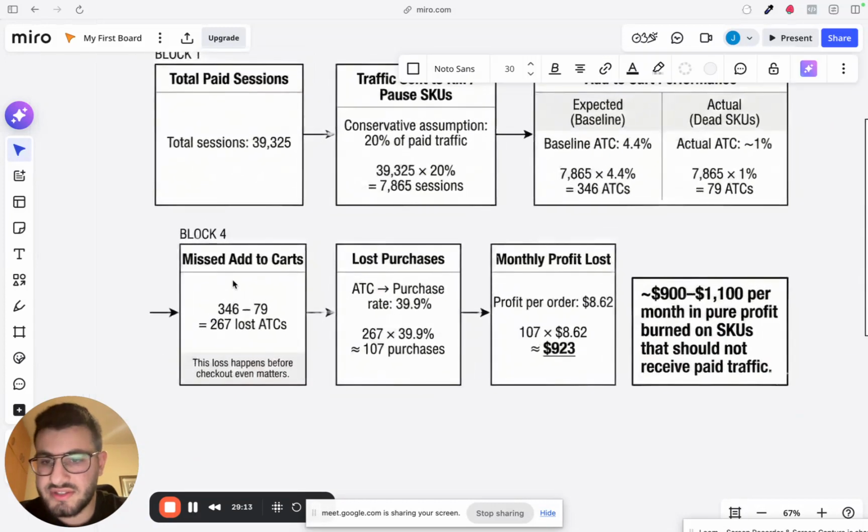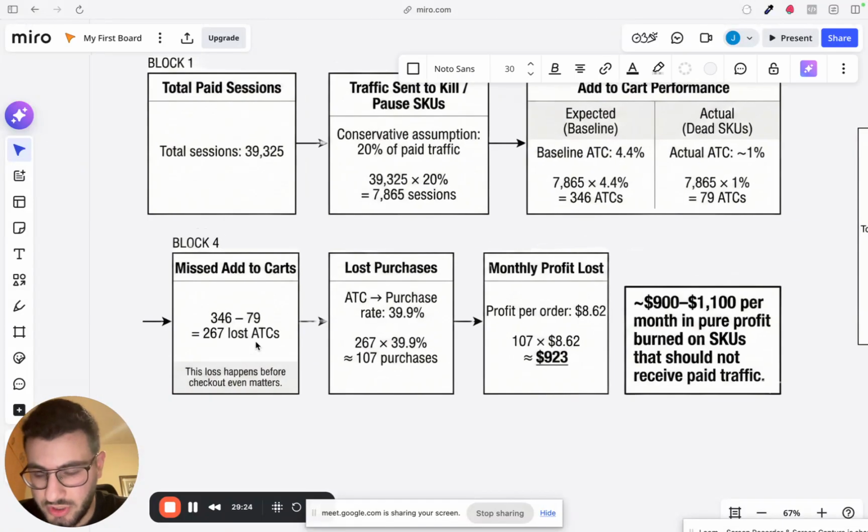Okay, so here, this is how much you're missing at add to cart. If we subtract the actual from the expected, we see that we have 267 lost add to carts. Your add to cart to purchase rate is 39.9%. So this is the percentage of people that add to cart and then complete the purchase. Don't drop off after adding to cart, which is great. So if we apply this gap in add to carts, we see that we get 107 more purchases. Does it make sense?